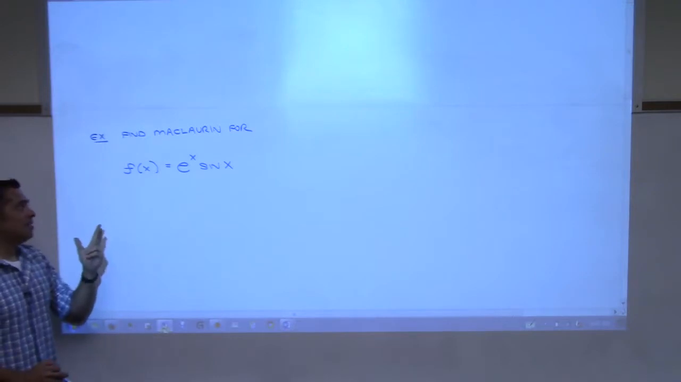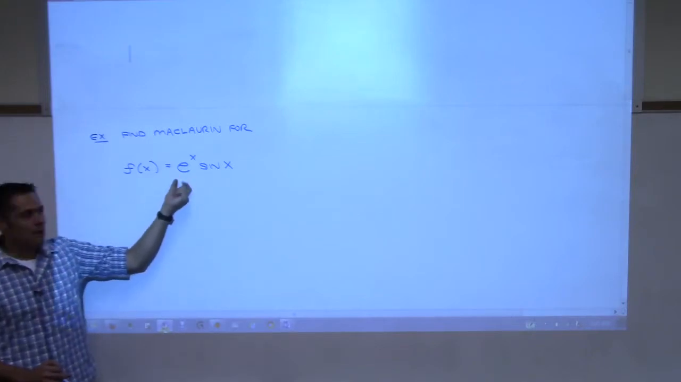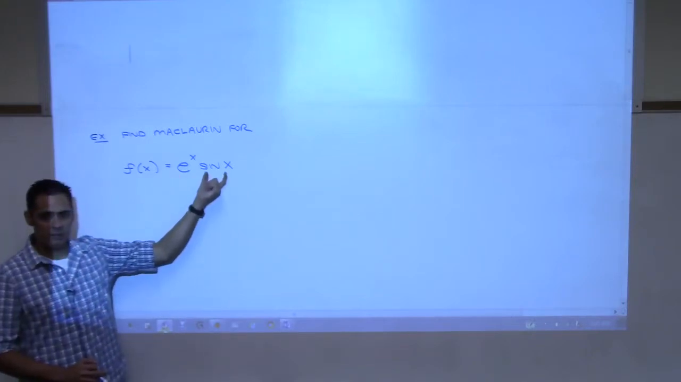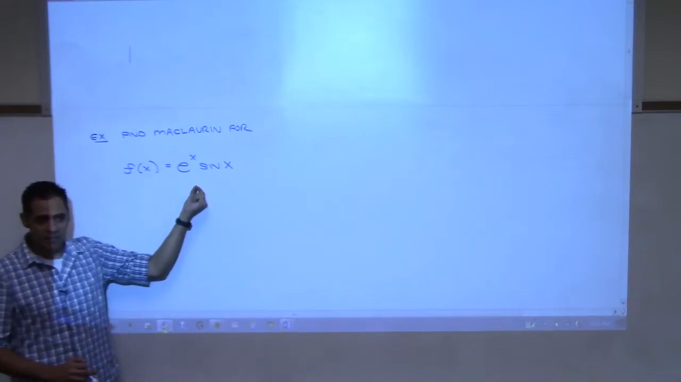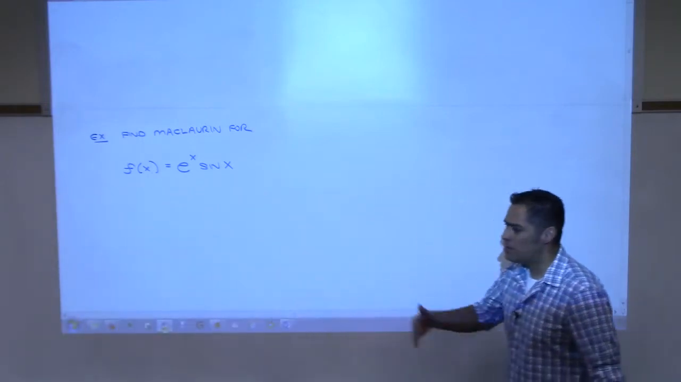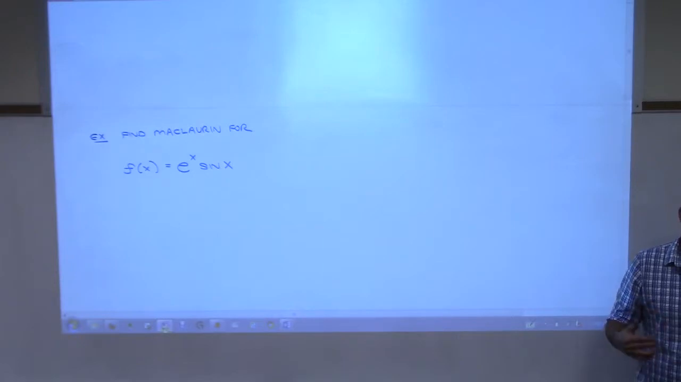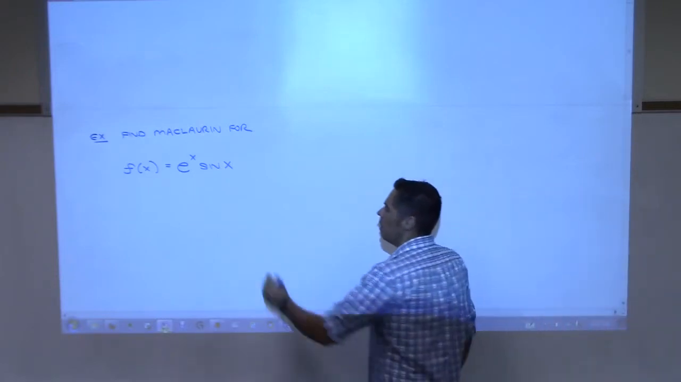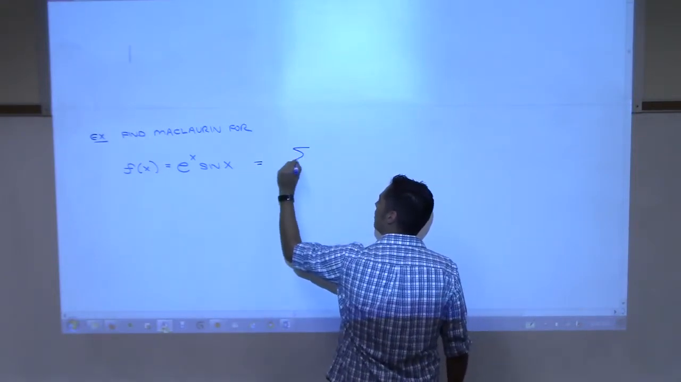So instead, why don't we ask ourselves this question? I know the power series for this. I know the power series for this. Can you multiply two power series together? Yes. How? That's what this is about. We're moving on to the last topic in this section, which is how do you multiply and divide power series? All right, so what is e to the x written as its Maclaurin series?